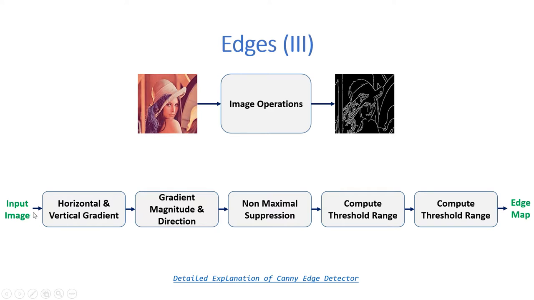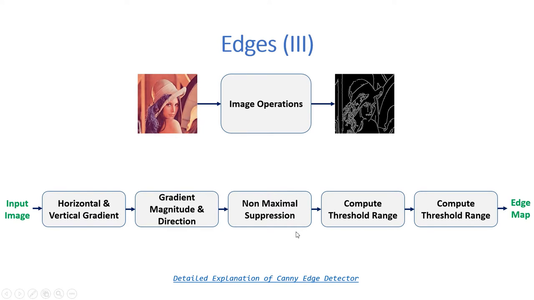smoothens the input image by a Gaussian mask. So what we do is we smoothen it and then we calculate the horizontal and vertical gradients, g of x and g of y, at each pixel location by convolving with a gradient mask. Then we compute the gradient magnitude and direction at each pixel location.